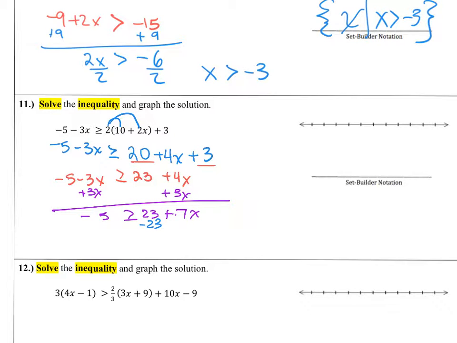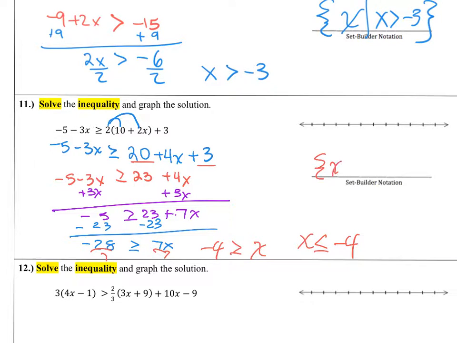Then I'm going to minus 23 on both sides, and I get negative 28 greater than or equal to 7x. So with this one, we're going to divide by 7, and you get negative 4 is greater than or equal to x, which is really x is less than or equal to negative 4. Brace, x, line, x is less than or equal to negative 4, brace. Here's the negative 4. Here's the 0. Here's the 4. I have a closed circle, and I'm shading to the left because it's less than or equal to negative 4.